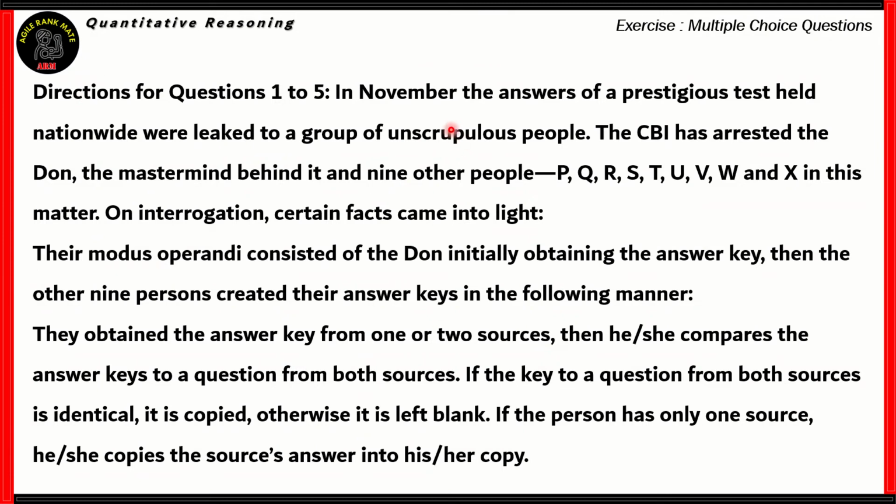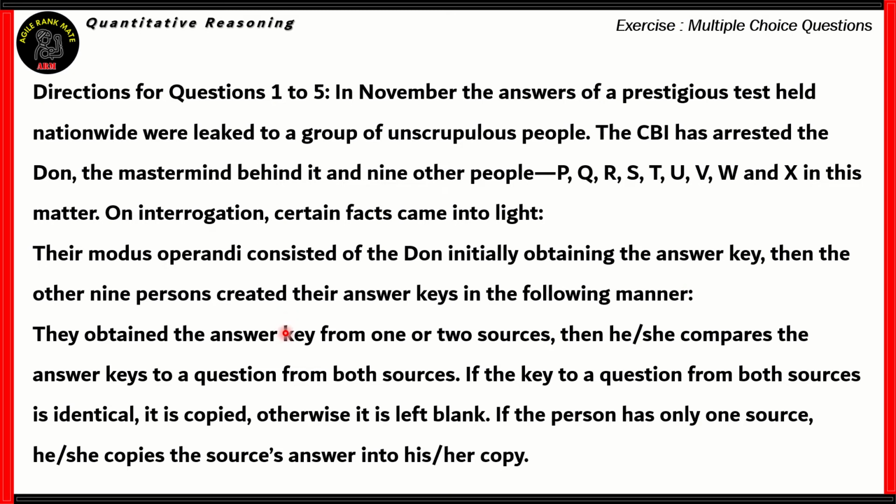Now, here we have 5 questions and we have a single direction for all the 5. So let's look at the direction itself. In November, the answers of a prestigious test held nationwide were leaked to a group of unscrupulous people. The CBI have arrested the Don, the mastermind behind it, and 9 other people, P, Q, R, S, T, U, V, W and X, in this matter. On interrogation, certain facts came into light. Their modus operandi consisted of the Don initially obtaining the answer key, then the other 9 persons created their answer keys in the following manner.